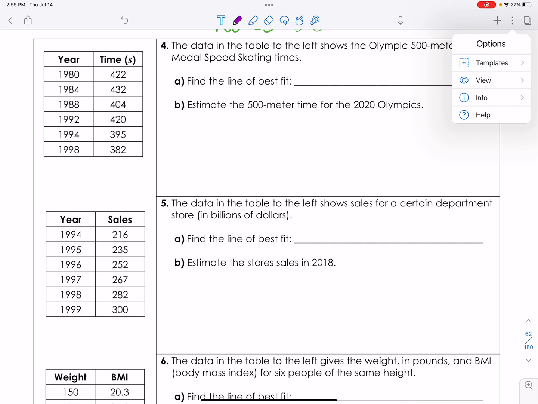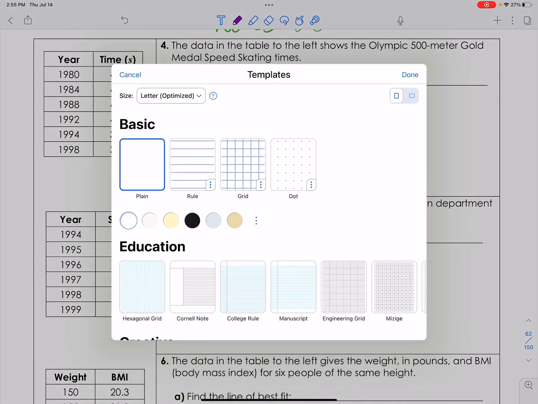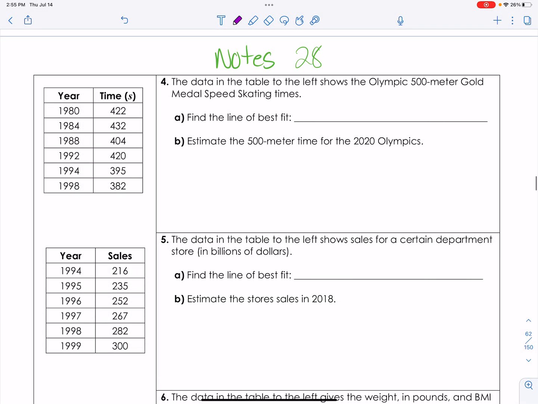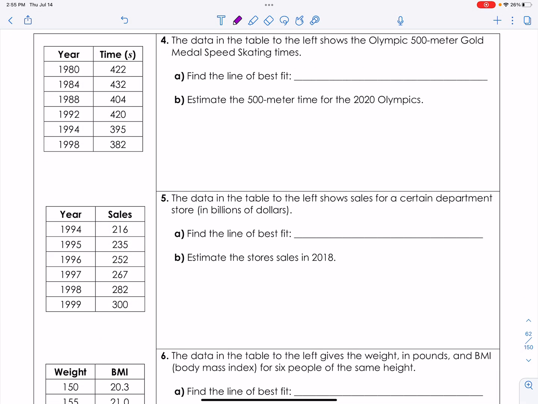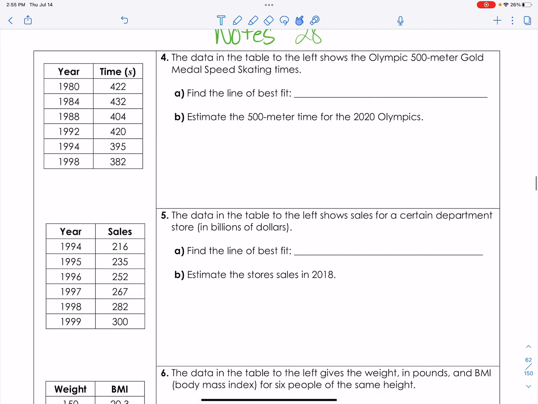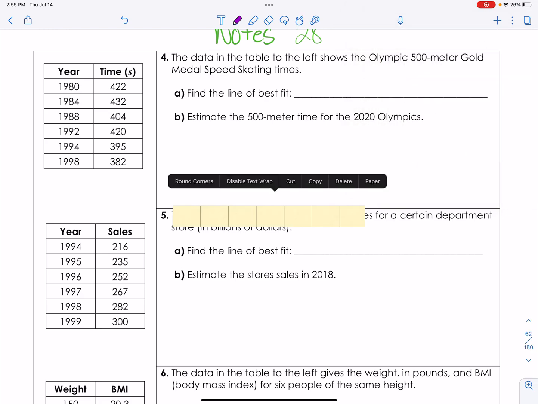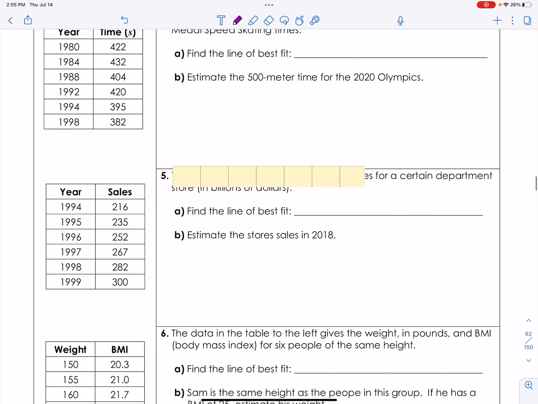No, maybe, did I get a new thing? No, go away. I used to be able to get graph paper. Oh, here. I just want to add graph paper. Oh, there we go. Stickies. I was like, where is this thing at?